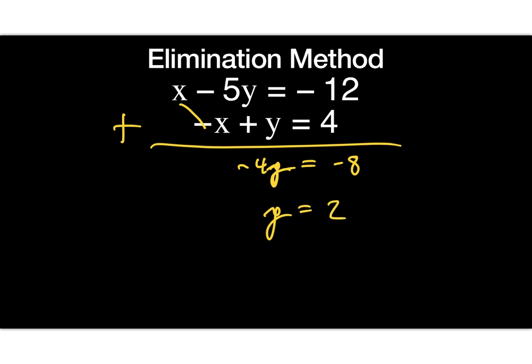Wouldn't it be negative y is equal to 2? It would be y equals 2 because I'm going to divide both sides by negative 4. Negative divided by negative is positive.